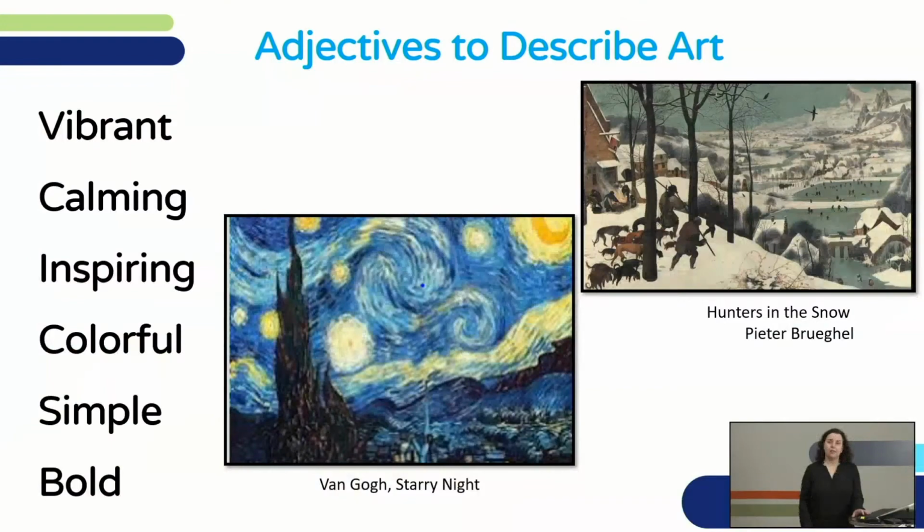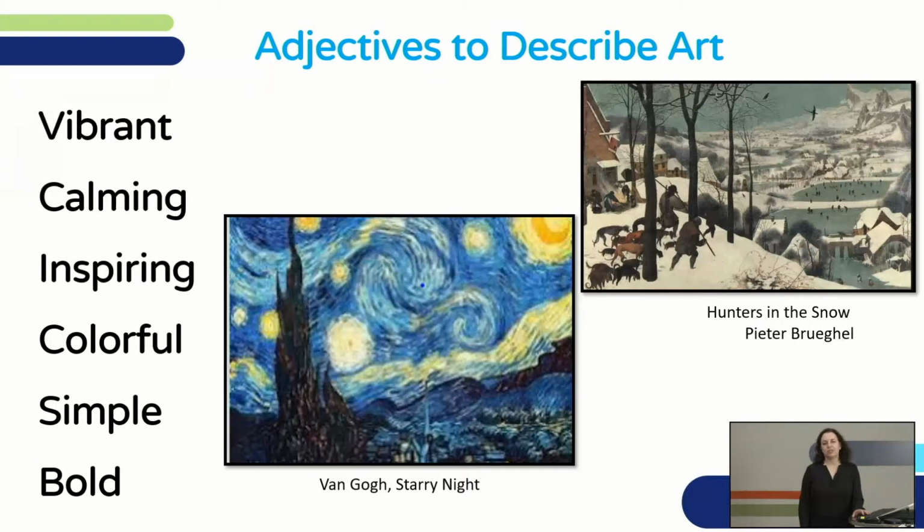Now look at the painting on the left. It was painted by Van Gogh. GH is pronounced go. In French, people say Van Gogh. Or in Dutch, it's called Van Gogh. And Hebrew too, it's called Van Gogh. Different pronunciations. Van Gogh painted Starry Night.